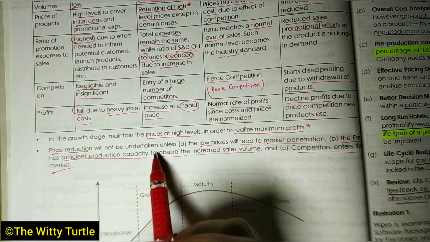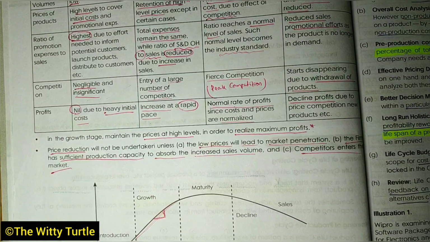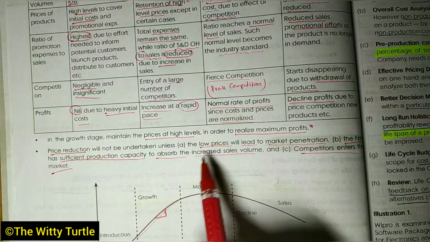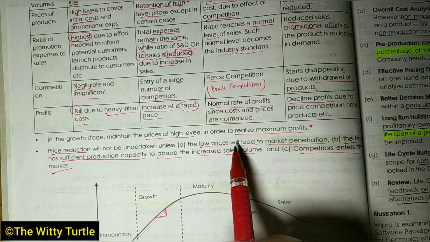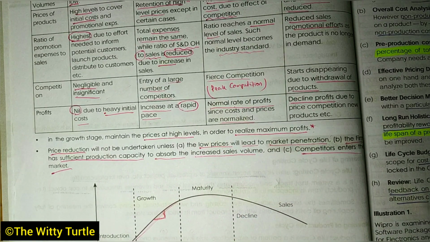Now this point says that price reduction will not be undertaken. So this means the price of the product will not be reduced until these three things happen. The first is what? The low prices will lead to market penetration. Obviously जैसे Jio ने किया था. When Jio came into the market, what did Jio do? Jio swiped up all the other competitors by playing at the price.